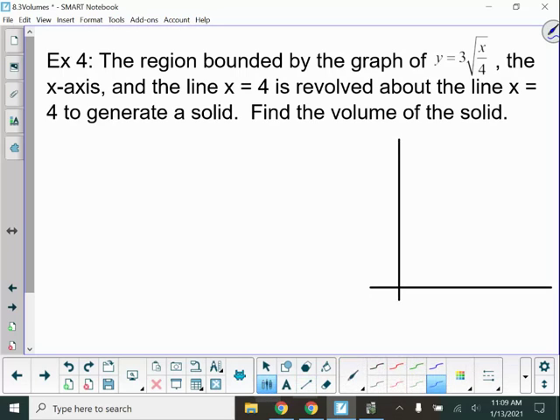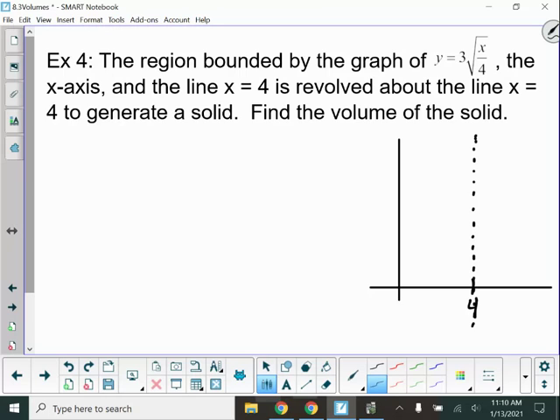So I have this square root here, and 4 is going to be my important line, because 4 is what I'm going up to. That's actually going to be my rotation line. Four is my rotation line.